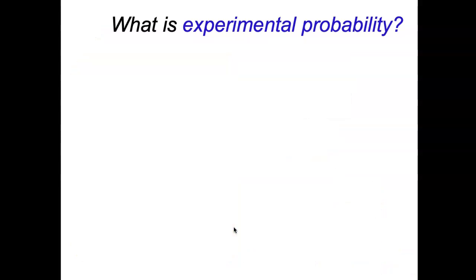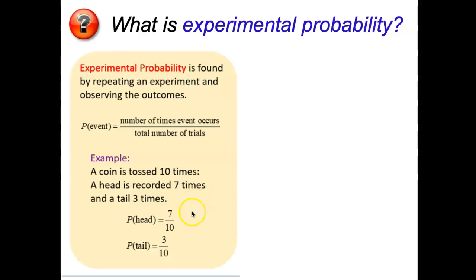Okay, so this is just a review because we already learned theoretical probability in the previous video. So let's move on to experimental probability. What is an experimental probability? It is found by performing an experiment and observing or recording the outcomes, and whatever is the result is our probability. So it is the number of times the event occurs divided by the total number of trials, or the total number of how many times you did it.